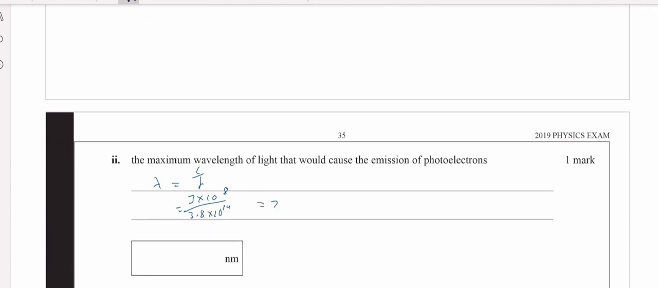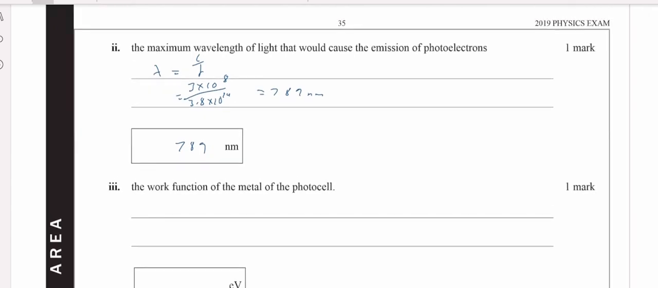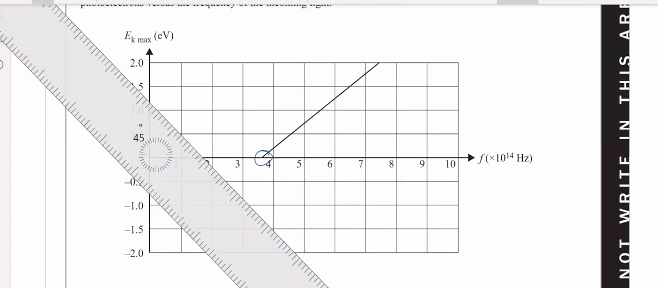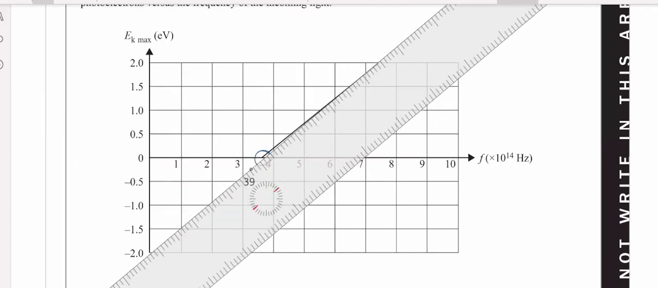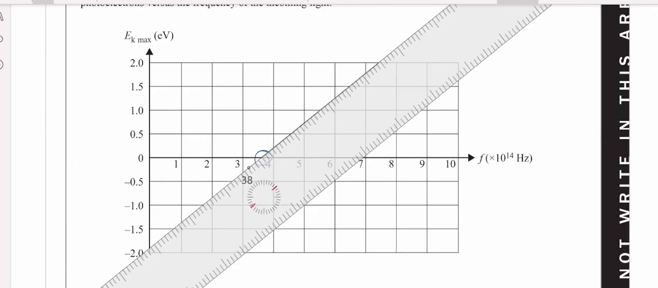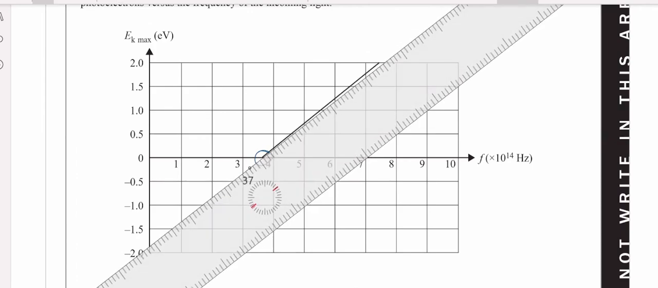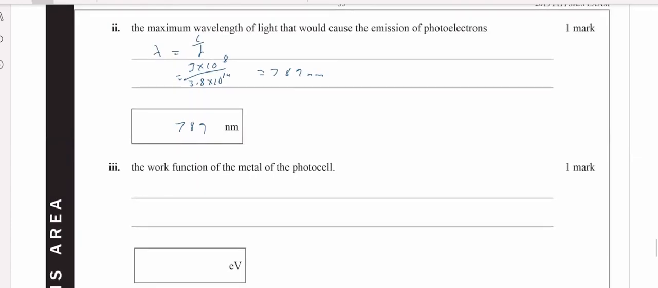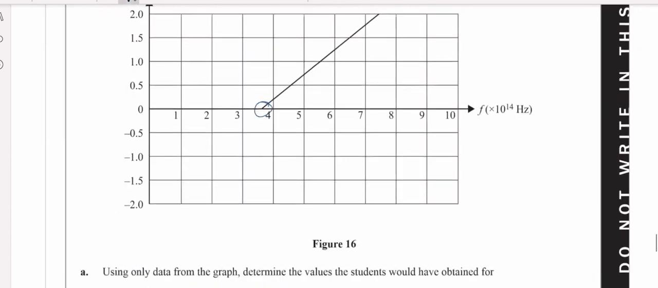It comes to around 789 nanometers. The work function, you can extrapolate this. It's hard to do here. But okay, it'll get to around 1.8 electron volts. So like around here.